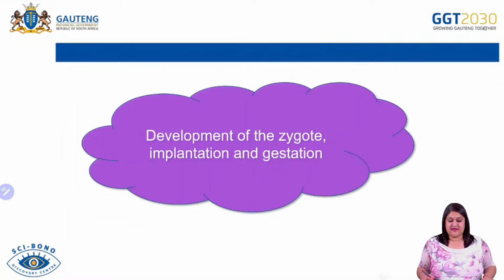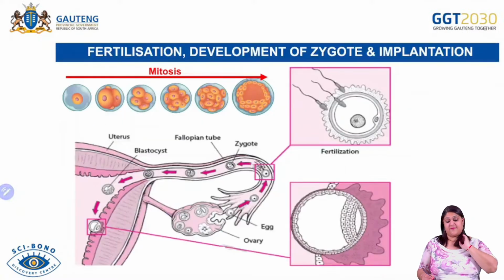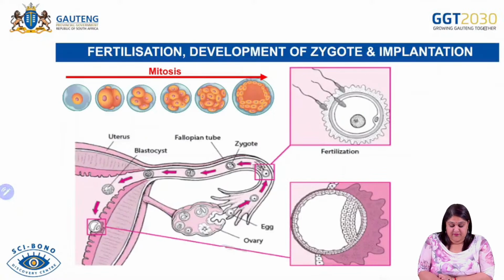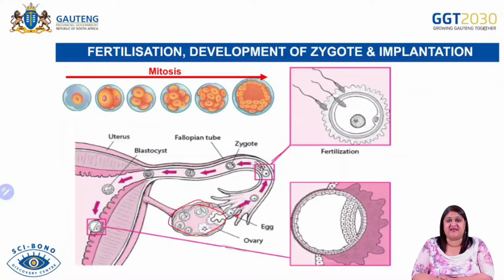Right, then we have the development of the zygote, implantation, and gestation. This is another part that learners struggle with. So let's look at the ovarian cycle again. Here's the ovary. We can see ovulation has occurred over here, and then here we have an enlarged photo of fertilization occurring. And let's get the definition of fertilization correct. It is when the haploid nucleus of the sperm fuses with the haploid nucleus of the ovum, to produce a zygote, the diploid zygote.